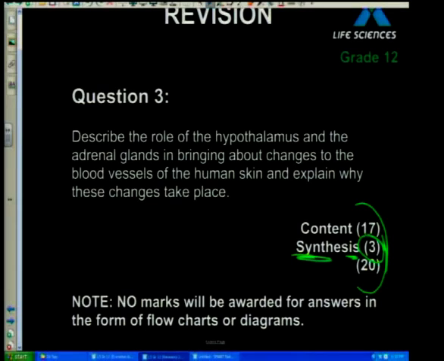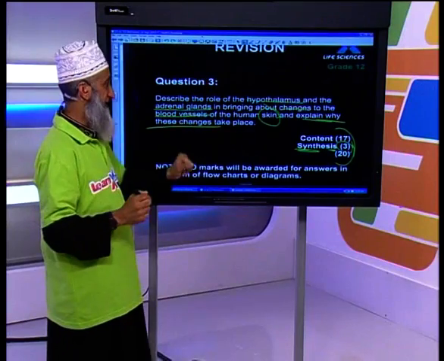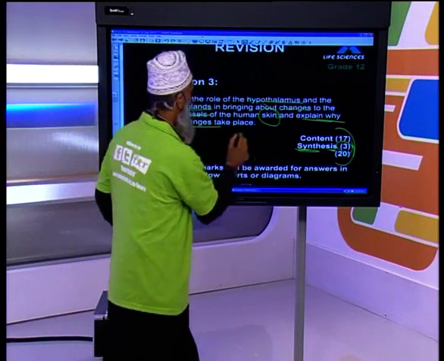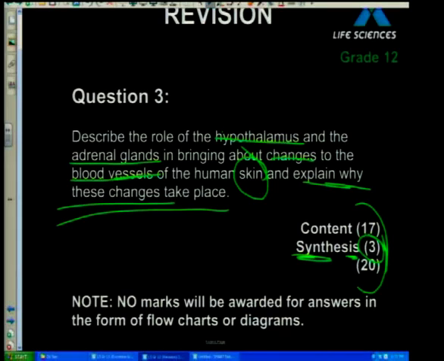They say describe the role of the hypothalamus and the adrenal glands in bringing about changes to the blood vessels of the human skin and explain why these changes take place. Now, watch here. First of all, they're talking about the hypothalamus and adrenal glands. They're talking about 2 glands. What about them? Changes to the blood vessels of the skin. How do they change? What do they do to bring that about? And explain why these changes take place. So there's 2 sets to this whole thing. In fact, if you really look at it, there's 4 sets to this thing.